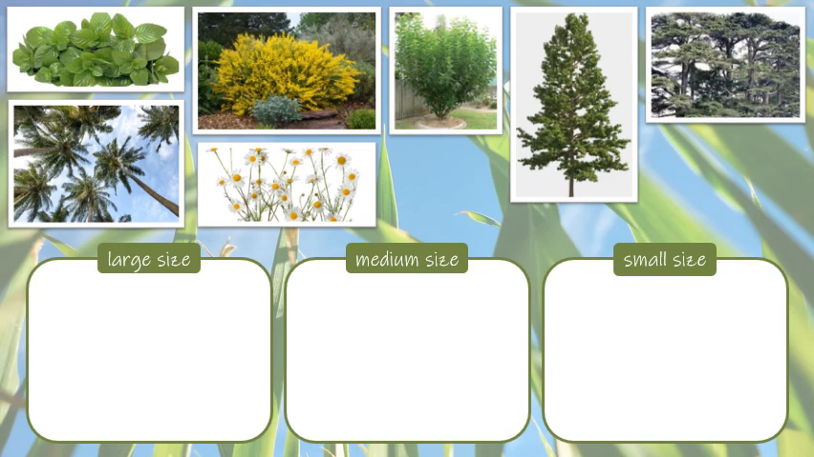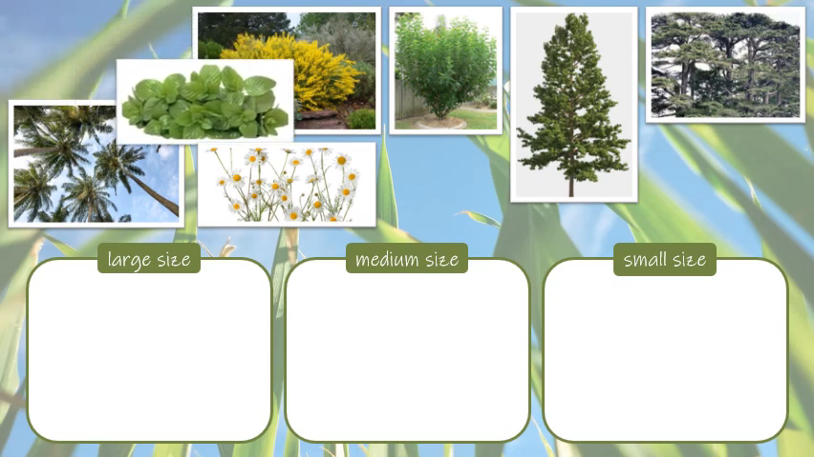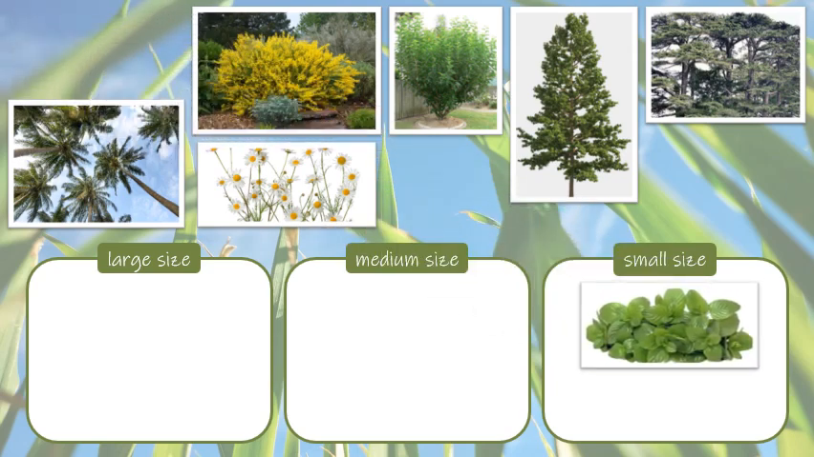Let's see. Look at the first pic. It's a picture of the mint plant. So, is this plant small, medium, or large in size? The mint plant has a small size. It's small. Let's take a look on the second picture. Does it have a small size like the mint plant? Is it a bit bigger, larger than the mint plant? Or it is so large like a tree? What do you think?